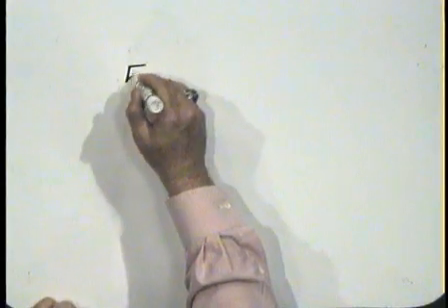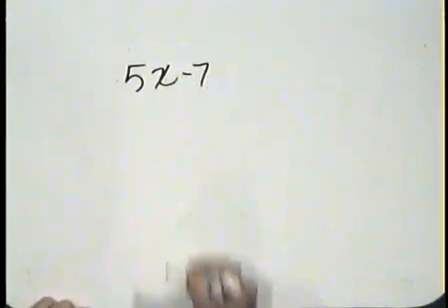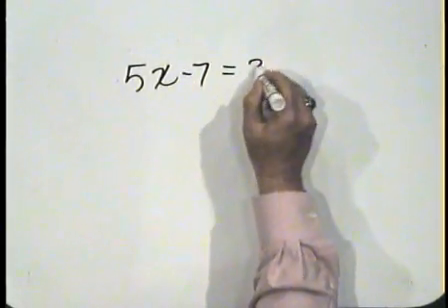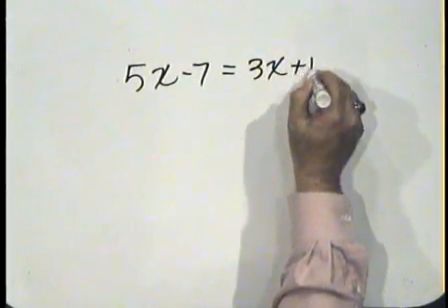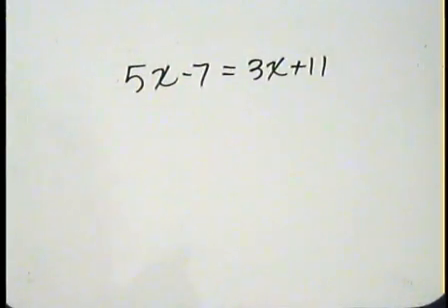The first problem shouldn't be that difficult. 5x minus 7 equals 3x plus 11. What I'd like you to do is to stop the tape after you've written the equation down and solve the equation, showing your steps step by step, so that as I go over, you can match up your steps with mine. When you've completed the solution and you've checked your answer in the original equation, turn the tape back on and I'll walk through the solution myself.